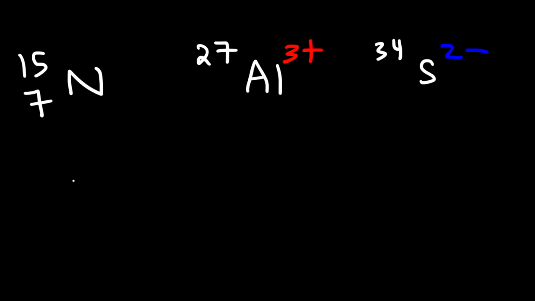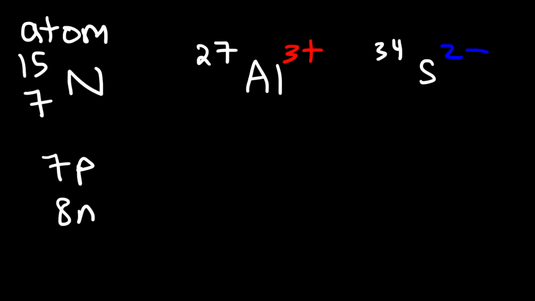Starting with nitrogen, the number of protons will be the atomic number, which is the smaller of these two numbers, so that's 7. The number of neutrons is the difference between 15 and 7. 15 minus 7 is 8, so we're going to have 8 neutrons. Now, because there's no charge here, this is an atom, and atoms, as we said, are neutral. They have an equal number of protons and electrons. So this atom has 7 electrons.